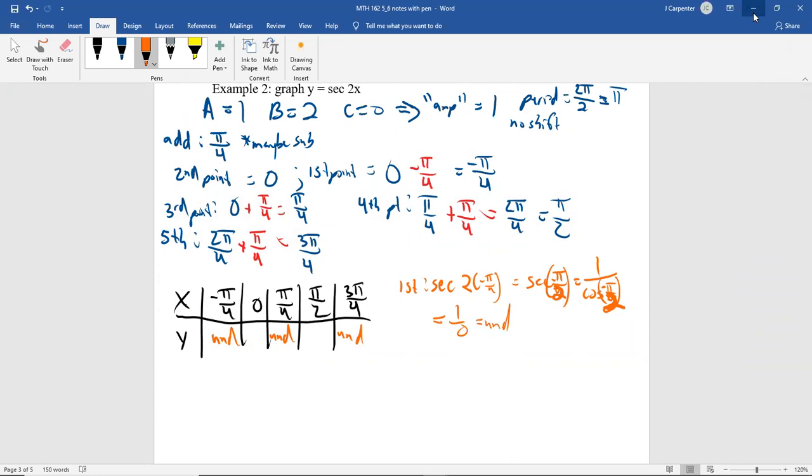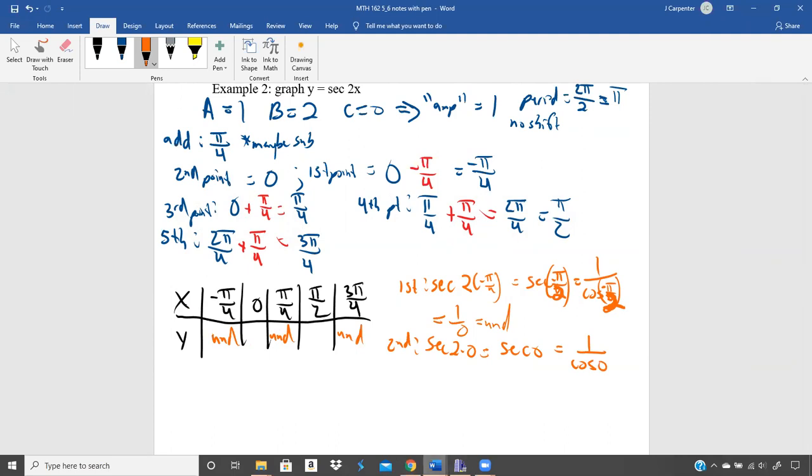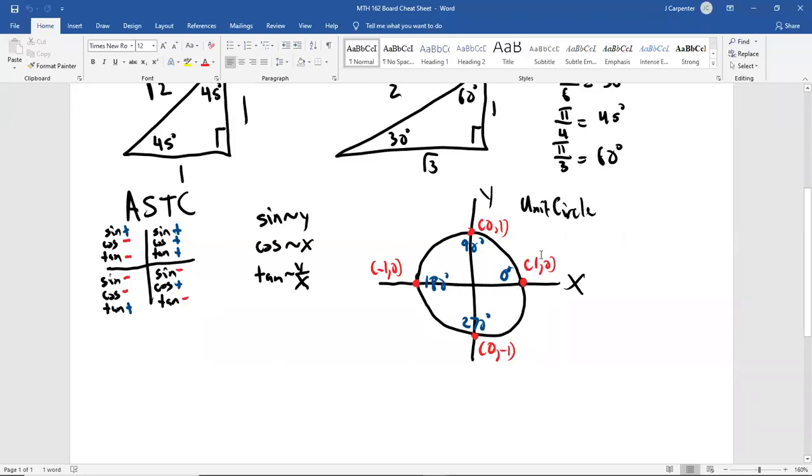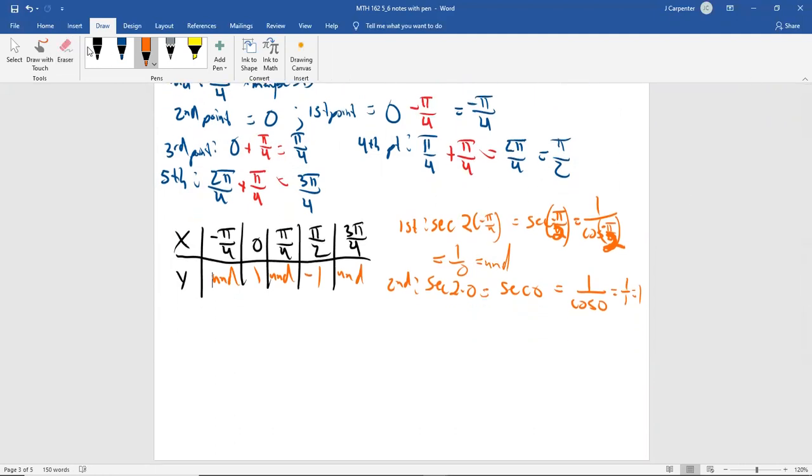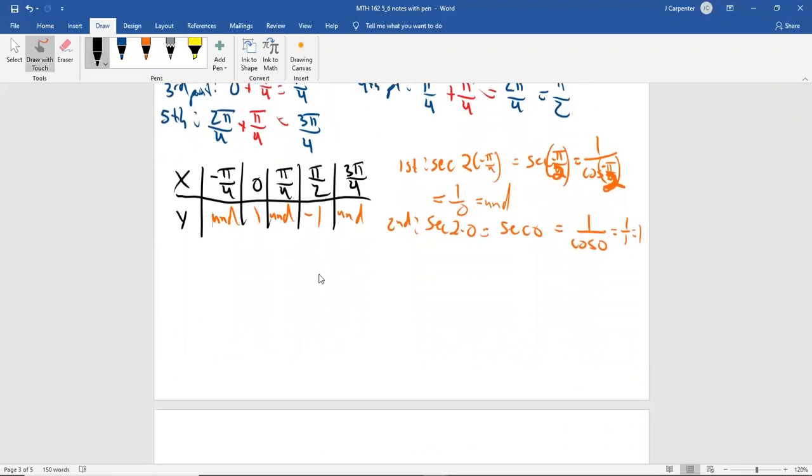If you don't trust that the second one is going to be the amplitude of 1 or negative 1, I'll show the algebra for this one, but not the rest. So the secant of 2 times 0, which is just the secant of 0, which is 1 over the cosine of 0. Well, unit circle again. Here's 0. Cosine is 1. So that's 1 over 1, which is 1. So at 0, it's 1. At pi over 2, that means it would be the negative 1. So then we can draw our, quote, wave.